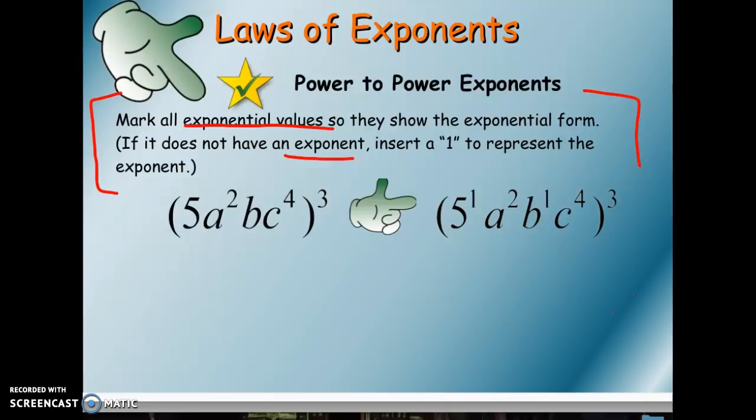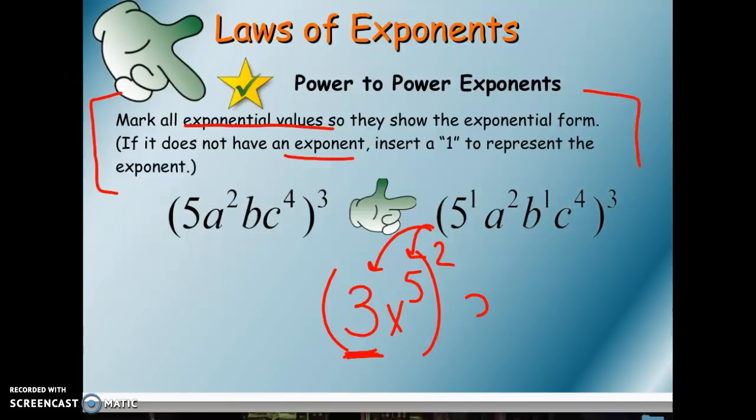If I had 3x to the 5th power raised to the 2nd power, not only do you have to do the 2 times the 5, but remember 3 is a number that you have to multiply that exponent to as well. So that would be 3 to the 2nd power times x to the 10th power. And they normally want you to work out the base if it's a whole number, a coefficient. So 3 to the 2nd power is 9. So your most simplified answer would be 9x to the 10th power.